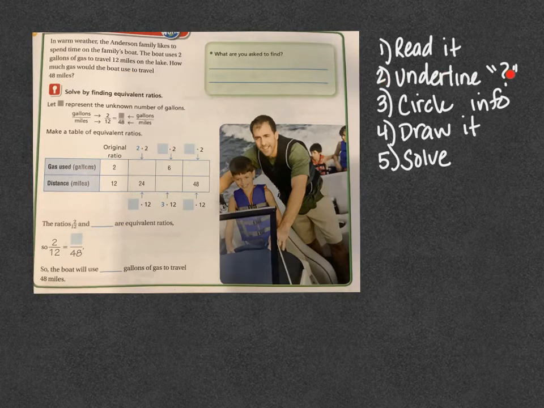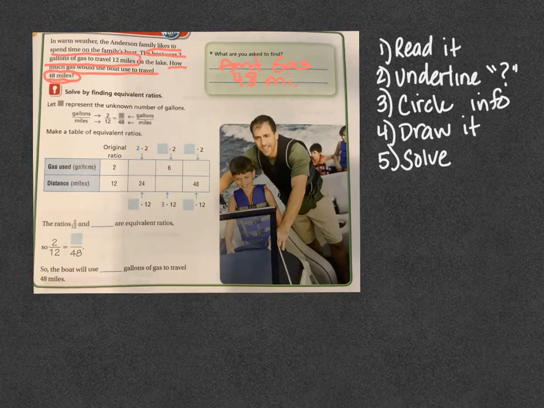Let's go underline the question that they asked. Here's the question they asked. How much gas would the boat use to travel 48 miles? They want us to find the amount of gas for 48 miles. Then we will go circle the information they gave us. Well, we know it uses 2 gallons of gas to go 12 miles. And that's all the information we need, I suppose, because other than that, we just need to know the 48 miles that it wants to go.